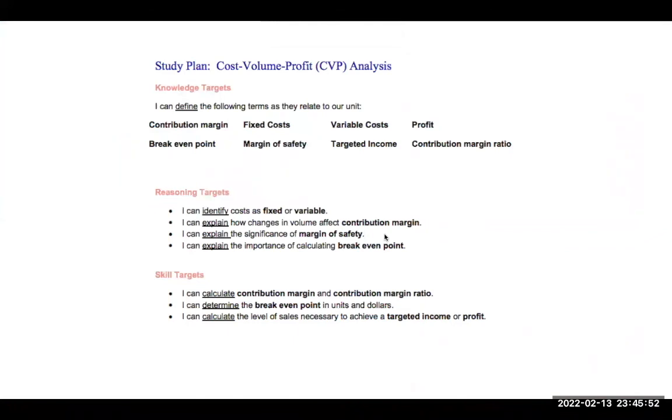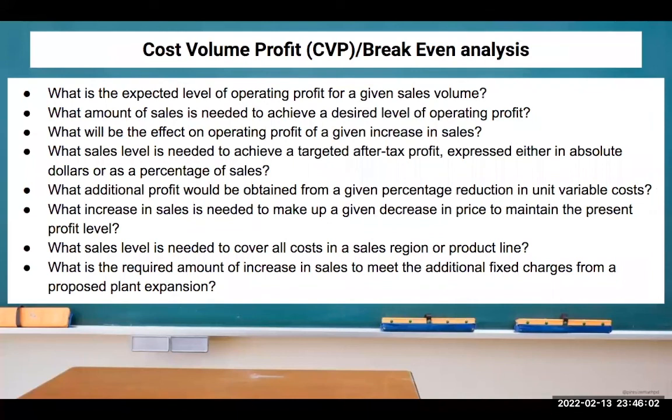On this slide, it just gives you some of the different knowledge targets, reasoning targets, skill targets. These are just guides to help you when you're studying. And the last slide asks a bunch of questions. You should ask yourself, do I know how to answer these questions? Look for examples in your textbook that may ask you to find the answers for these types of questions.